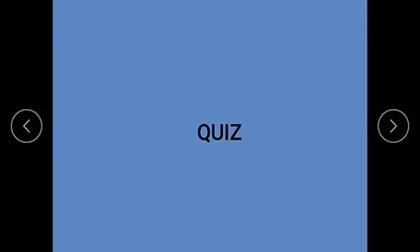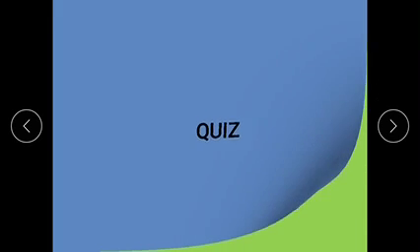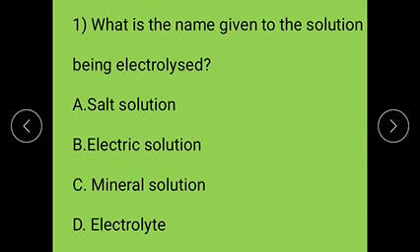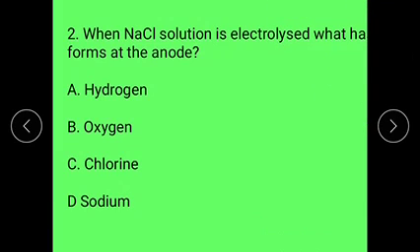Now let us see some questions on this. What is the name given to the solution being electrolyzed? Salt solution, electrolytic solution, mineral solution, electrolyte. The right answer is electrolyte. Okay, next one: when NaCl solution is electrolyzed, what forms at the anode? Hydrogen, oxygen, chlorine, or sodium?